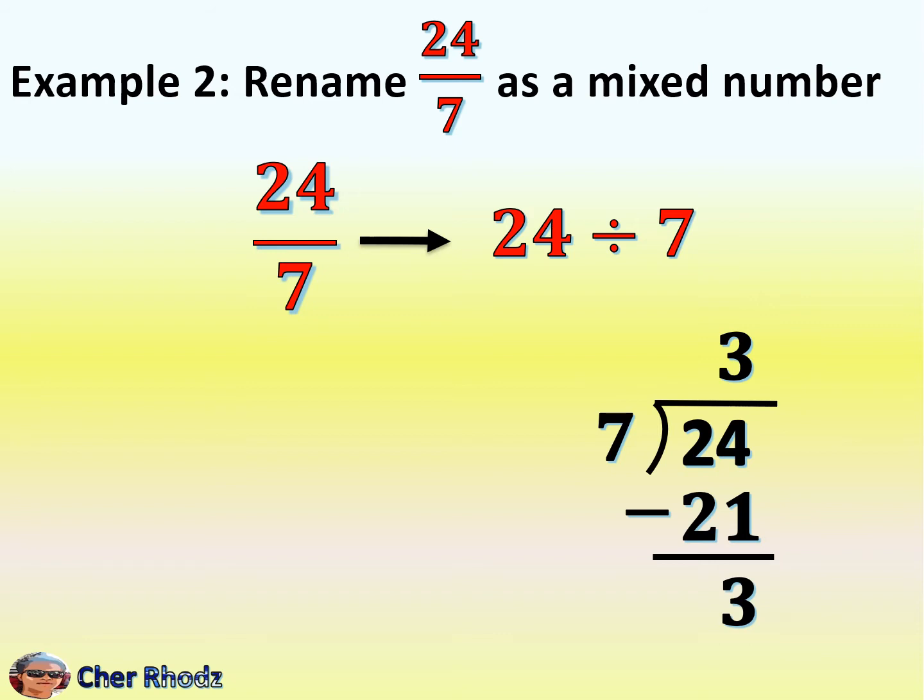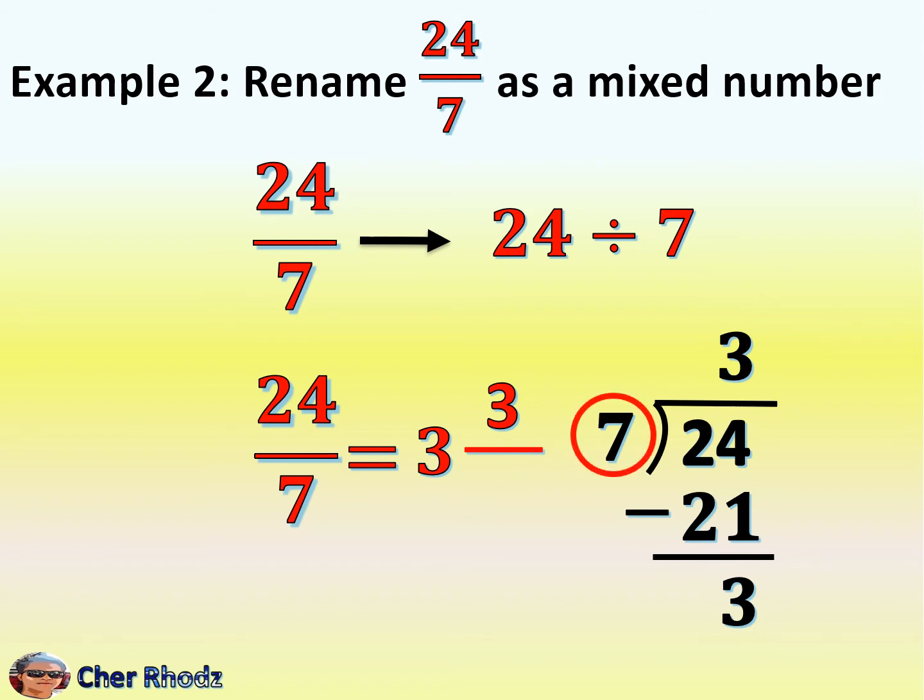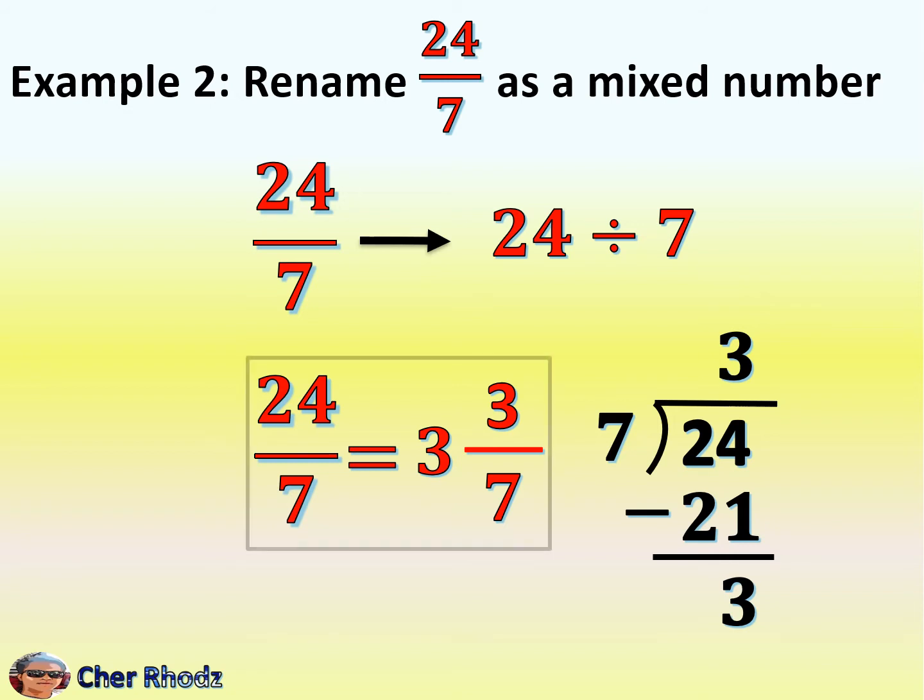With this, we can now rewrite or rename 24/7 to a mixed number by copying the quotient which is 3 as our new whole number. Copy also the remainder which is 3 as our new numerator. And of course, let's copy the divisor which is 7 as our denominator. Therefore, 24/7 is equal to 3 and 3/7.